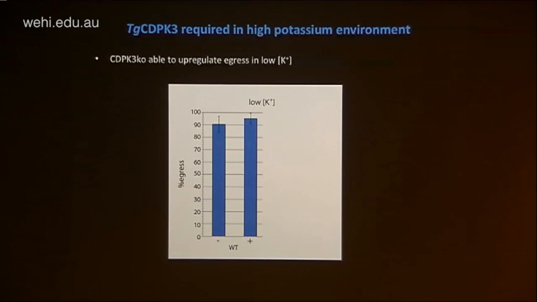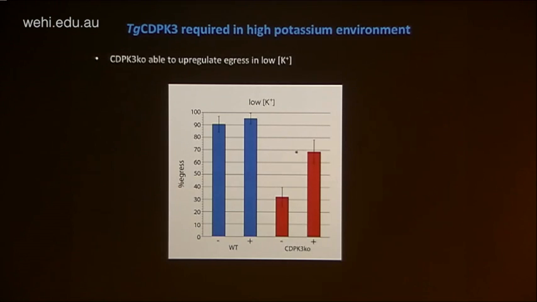And you can see this here, where wild-type parasites, when you expose them to low potassium concentration, either without or with the additional help of that calcium ionophore drug, egress as you'd expect. Whereas knockout parasites suddenly have a partial restoration of egress capability. It's not back up to 100%, but it's also not that complete dropout of egress, which I showed you in that first figure.